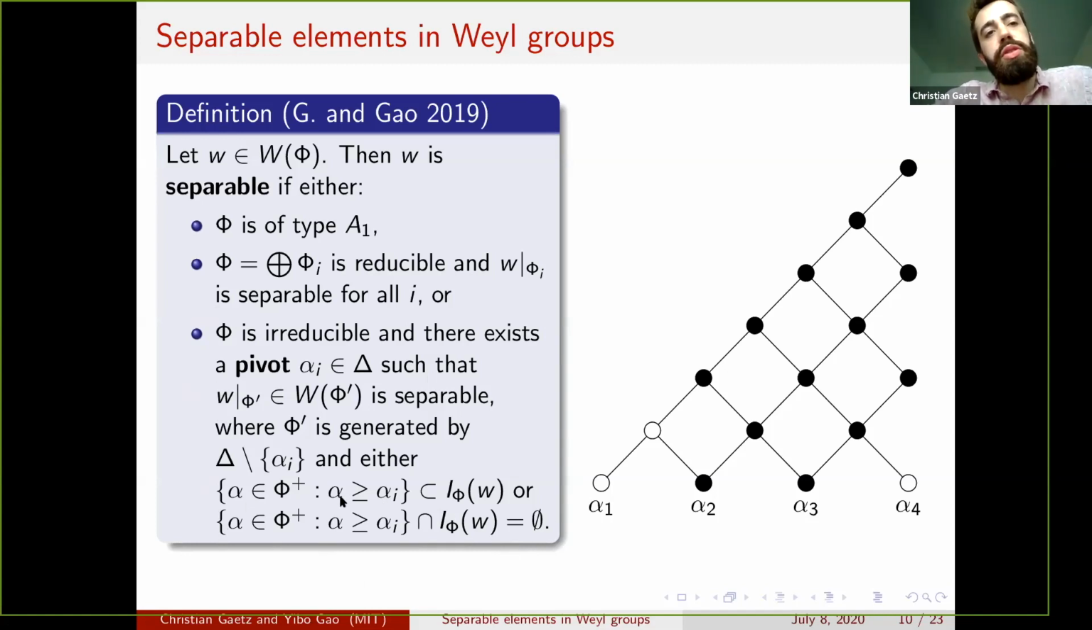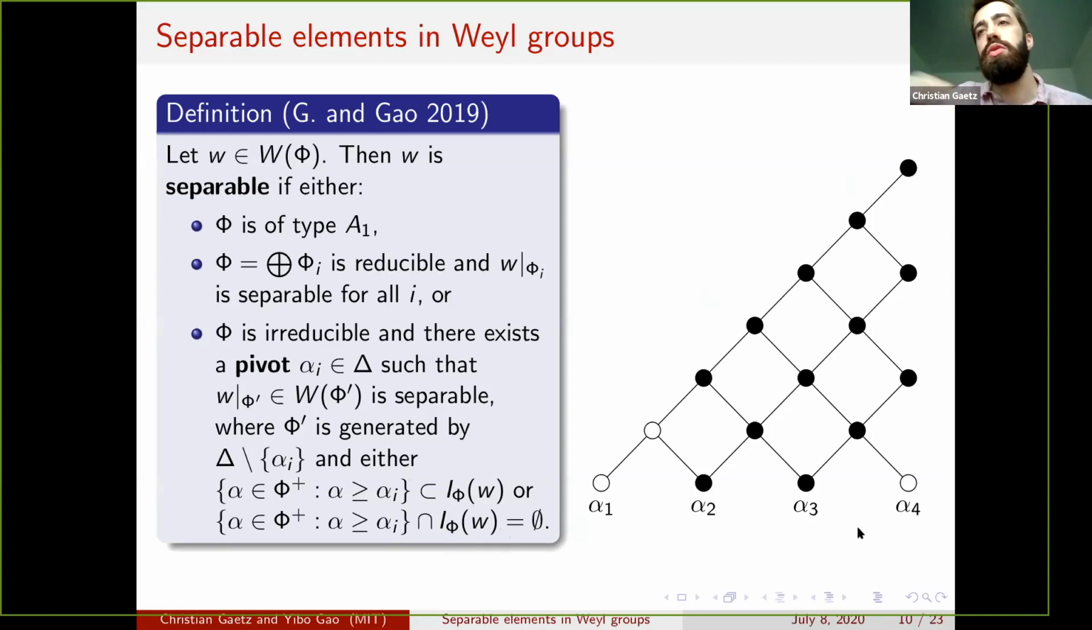If I look in the root poset at the roots above my pivot, they must all be inversions or none of them should be inversions. Okay, and this is meant to be the analog of the skew sum or the direct sum of permutation matrices. Okay, so this is best illustrated by an example.